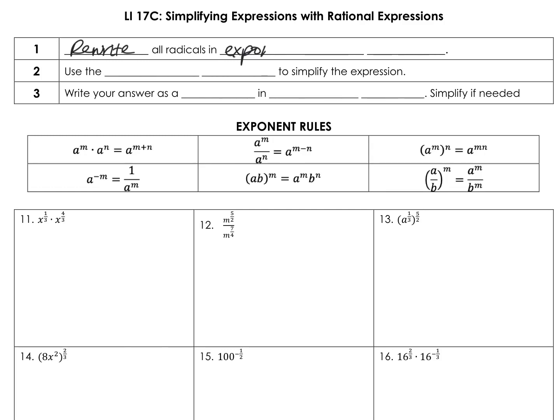Rewrite all your radicals in exponential form. Sorry, I missed a blank. That's fine. Okay, today we're going to talk about exponent rules. That won't happen a lot at the beginning, sometimes, but not all the time. And then use the exponent rules to simplify the expression. We'll chat about those. Write your answer as a radical in simplest form.